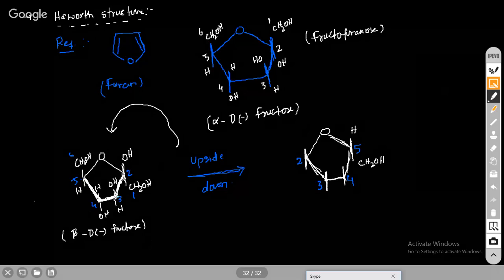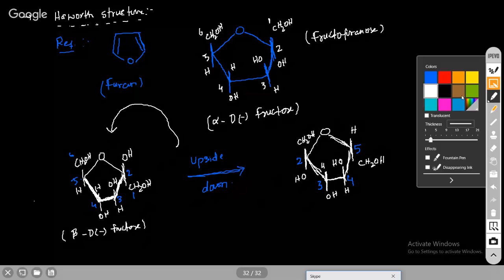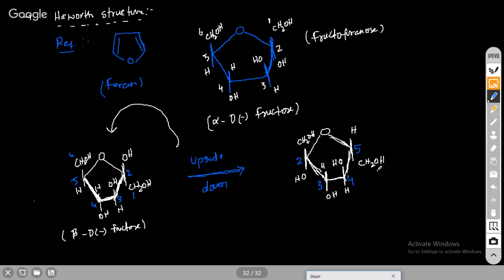right? Fourth carbon, you see, hydrogen on the top, OH on the bottom. So here we have OH on the top and hydrogen on the bottom. Third carbon, OH on the top. So here we have OH on the bottom and H on the top. Second carbon, OH on the top. So here we have OH on the bottom and CH2OH on the top. Fine. This is 6th carbon and this is 1st carbon.